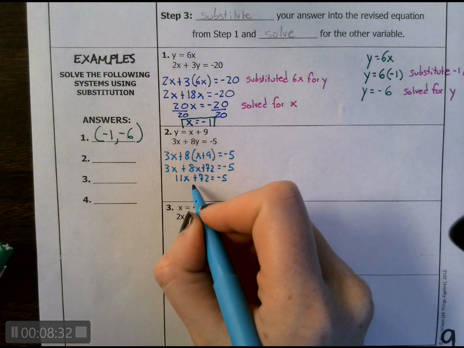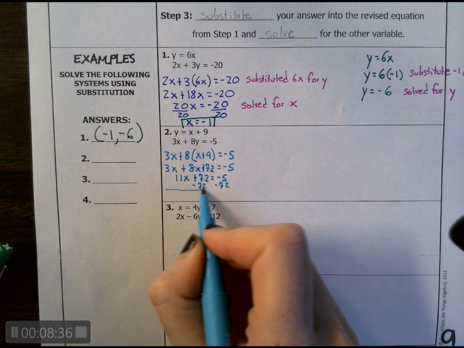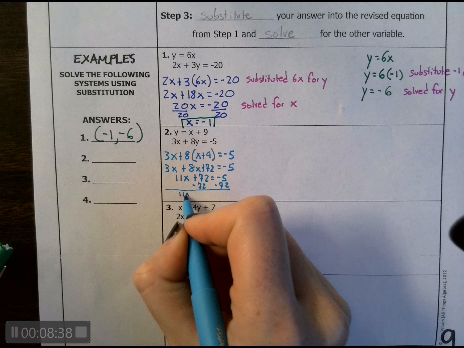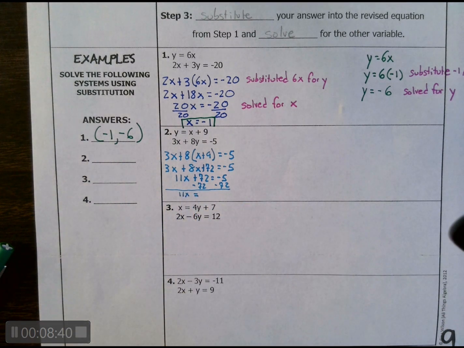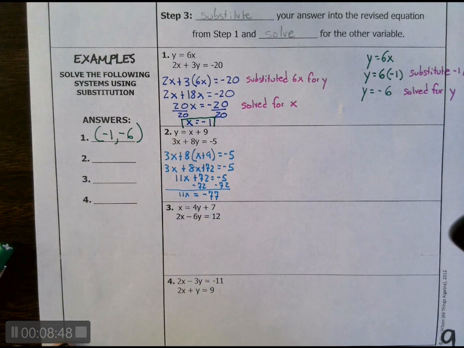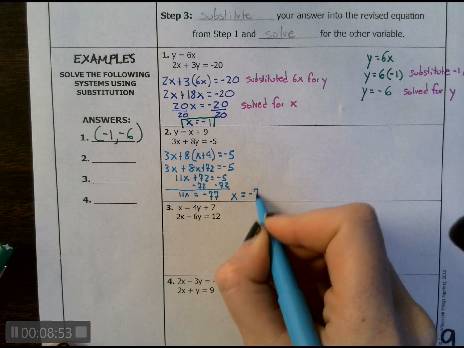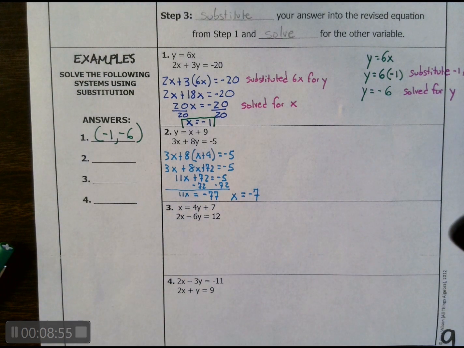Then we are going to subtract the 72 from both sides. I'm running out of space. Alright, so -5 minus 72 is going to give us -77. So x is going to equal -7. Okay? And so that's our first answer.